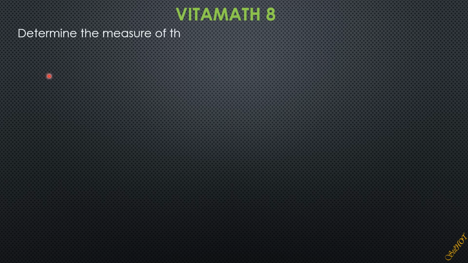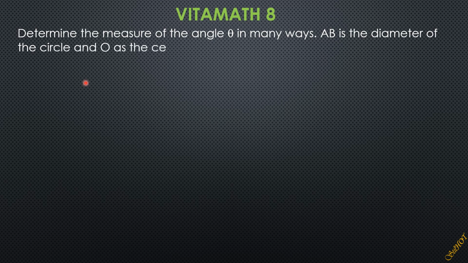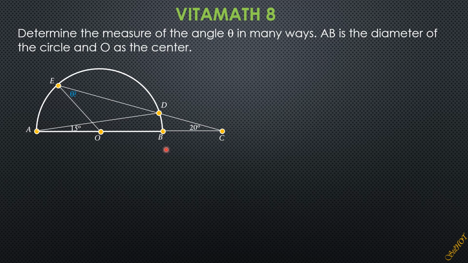So determine the measure of the angle theta in many ways. AB is the diameter of the circle and O as the center. So though there are other ways of determining the angle theta, I'll just present the solution here in many ways and the best way I can.